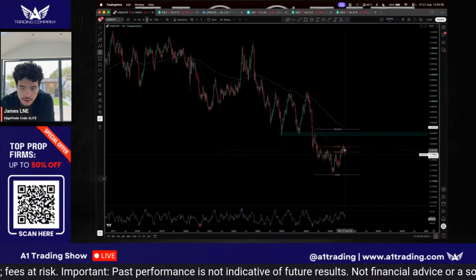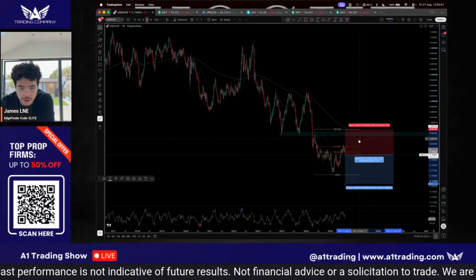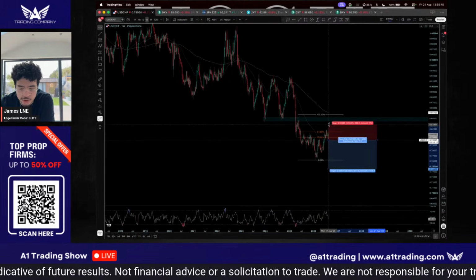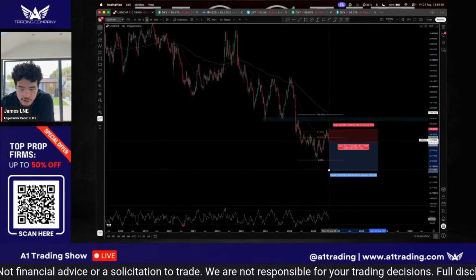So in terms of actually getting an entry, it might be quite tricky though, because I don't want to stop up here. Keep in mind, this is a weekly time frame, so this is a large stop. So I think what I would have to do is actually reduce the stop to just above this weekly high, and then just let this trade run.